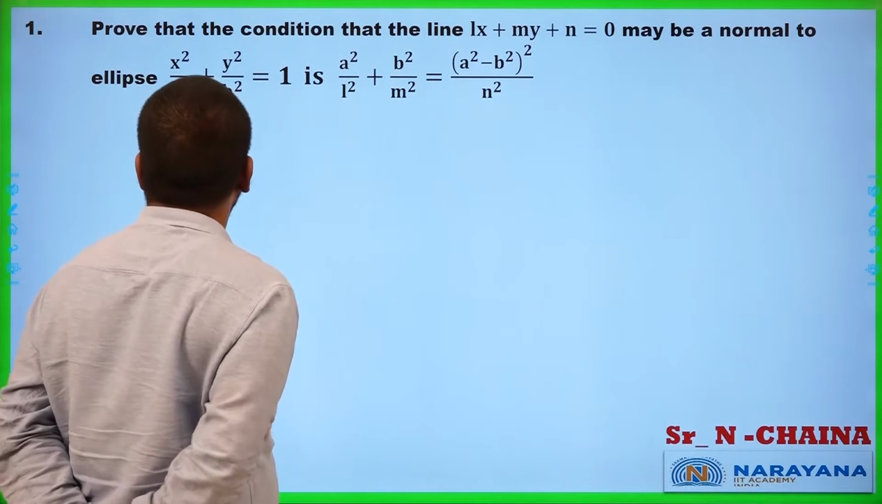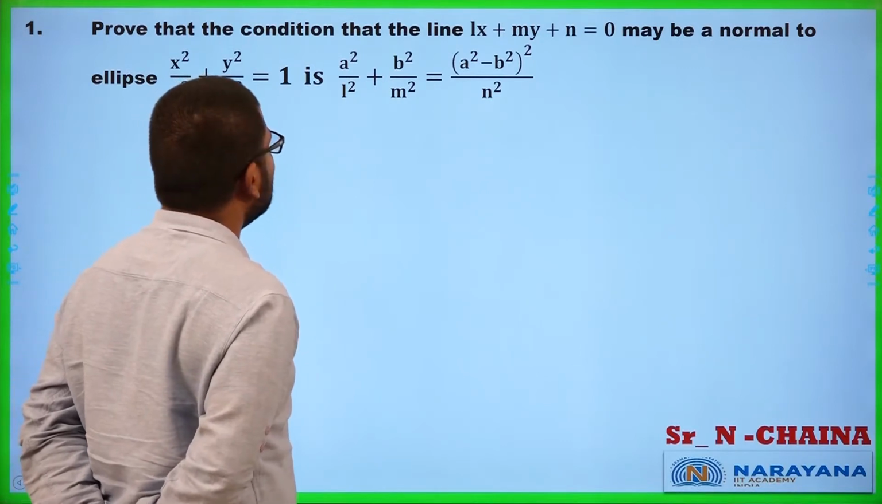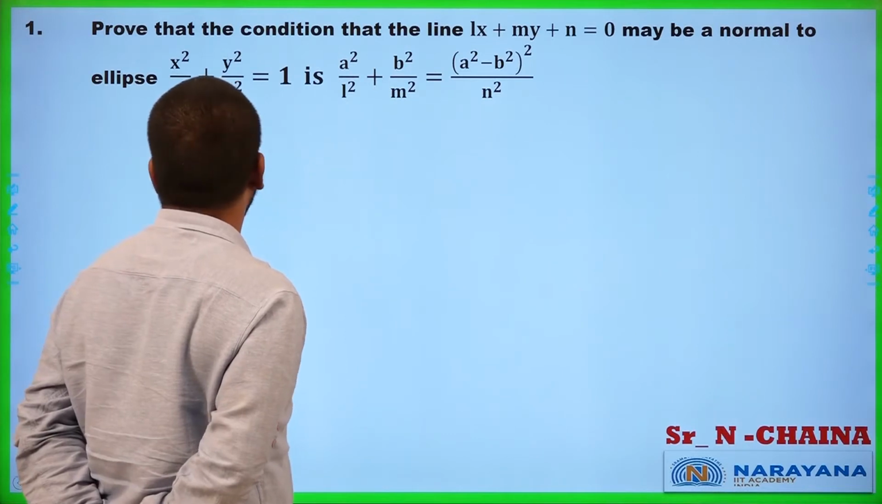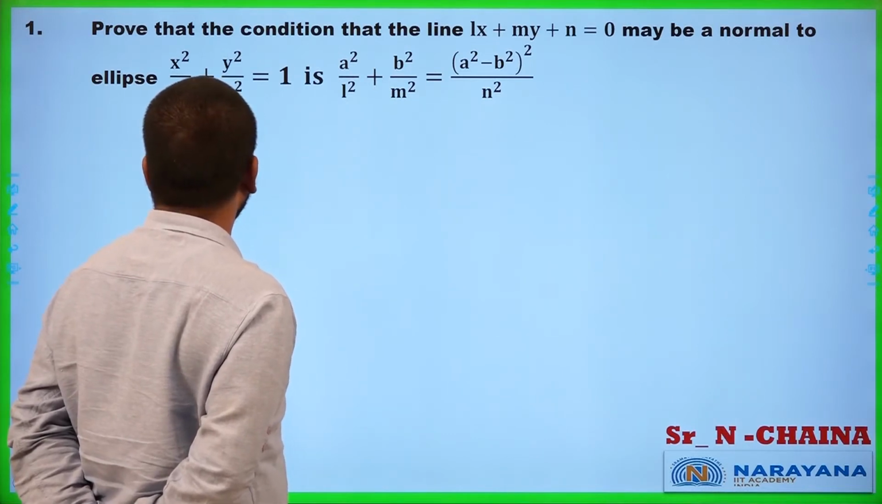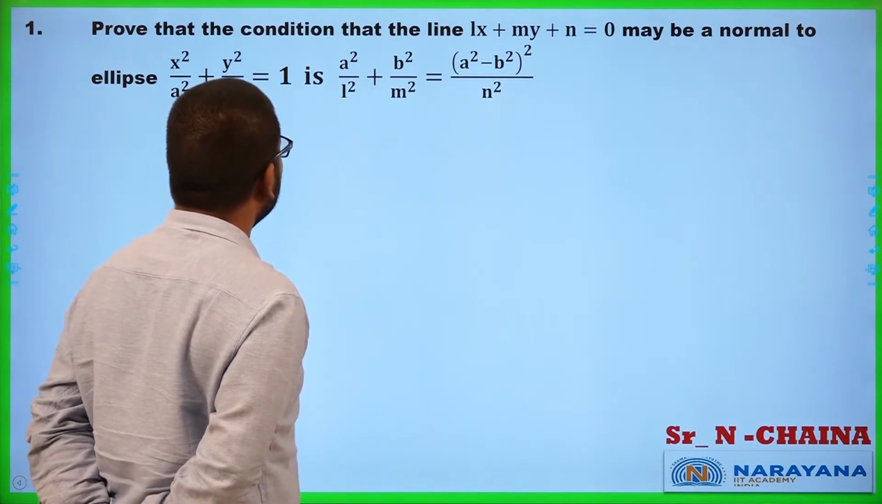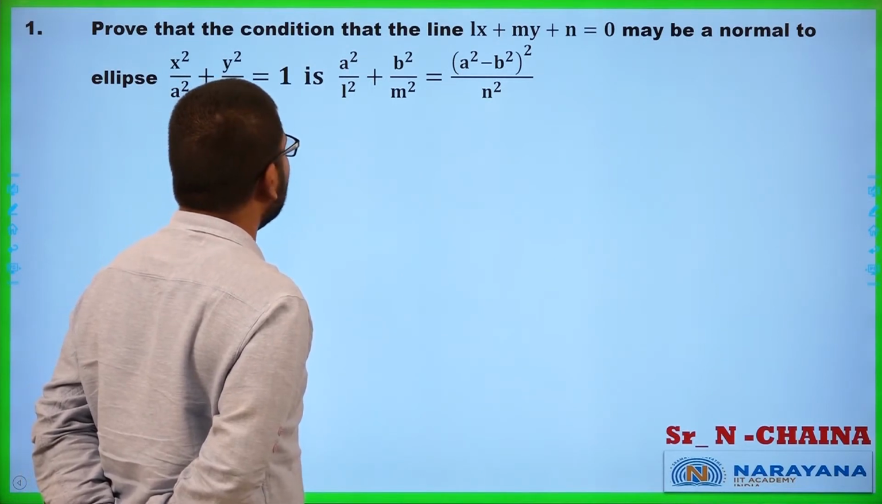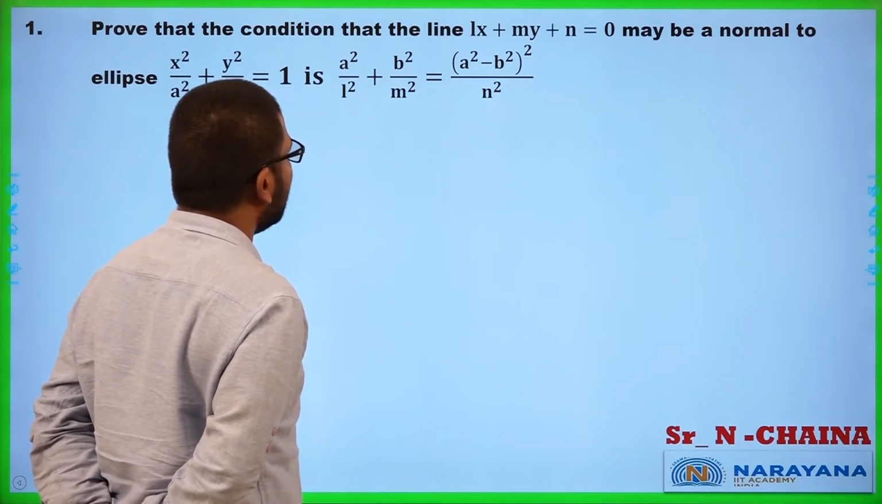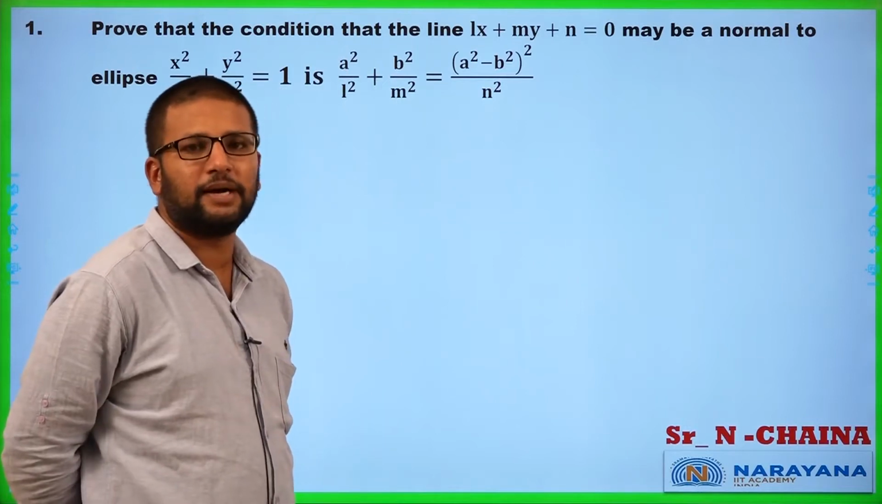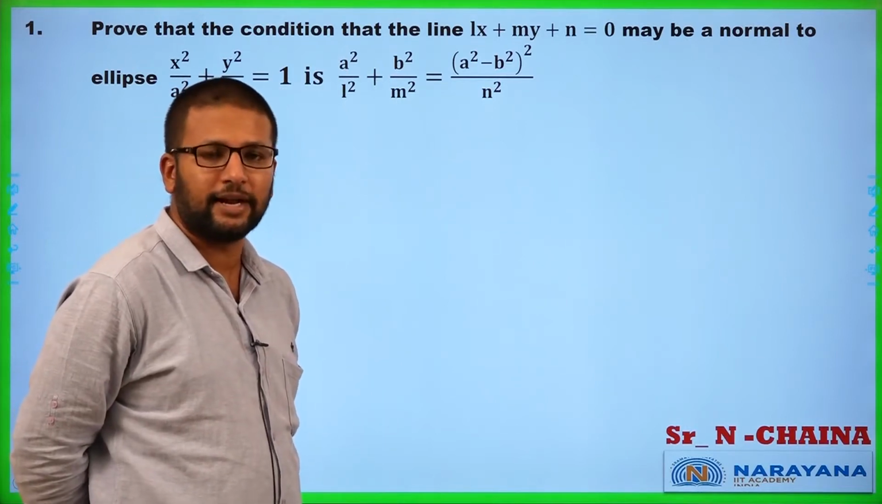First question, prove that the condition that the line Lx plus My plus n equal to 0 may be a normal to the ellipse x square by a square plus y square by b square equal to 1 is a square by l square plus b square by m square equal to a square minus b square the whole square by n square. Now we don't get prove that questions in the exam, but these questions are good for practice. Alright, let's start.